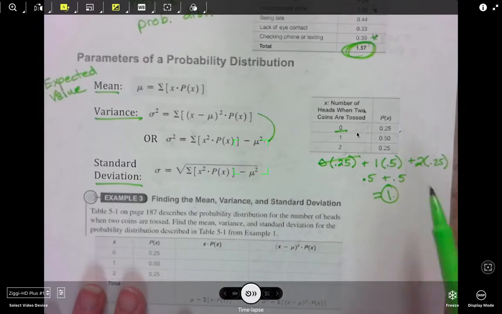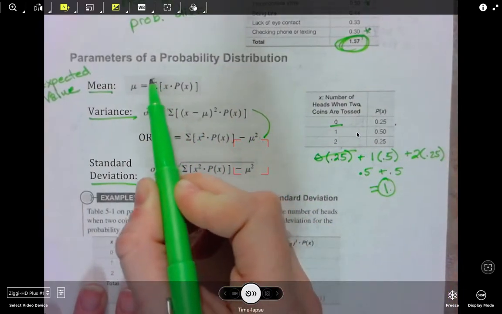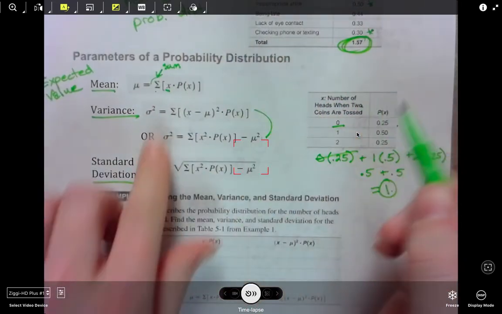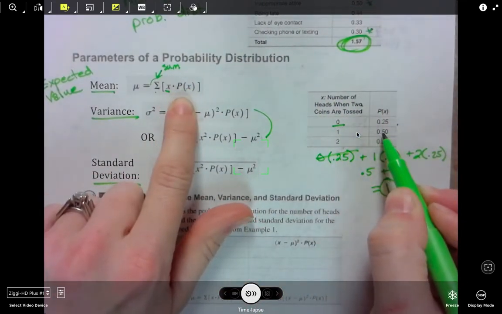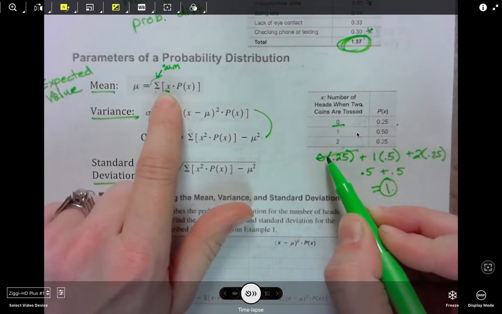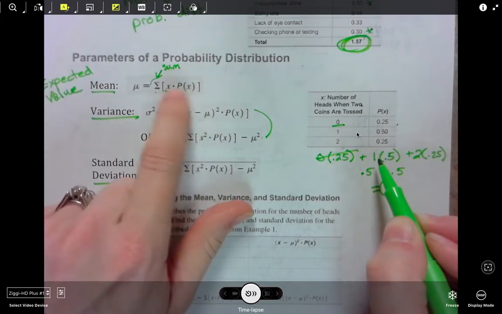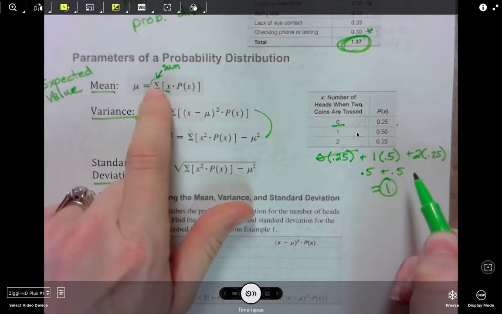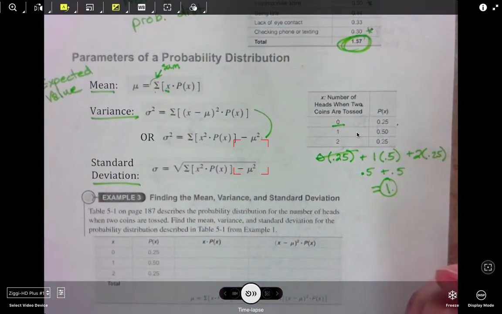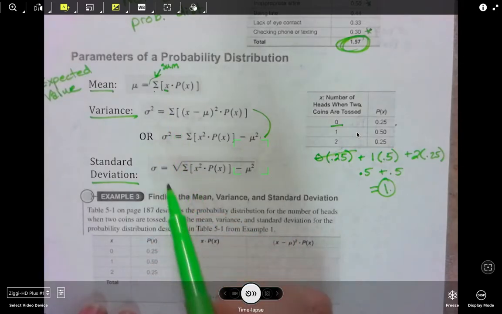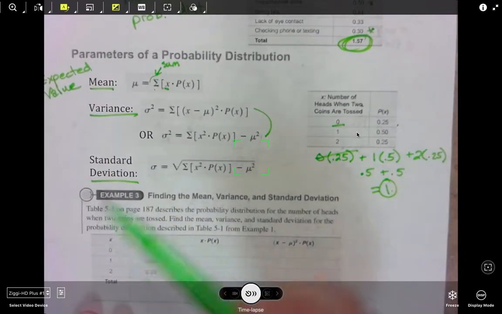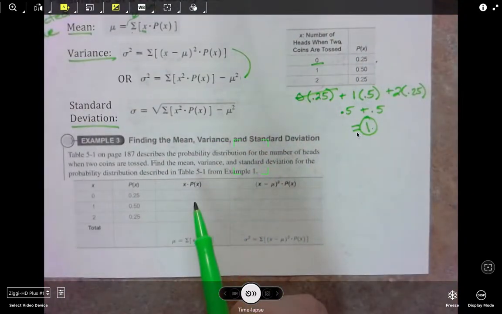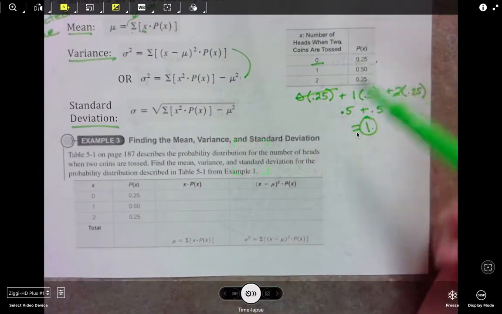So what we did here was we added up, that's the sum. You added up all of the x's, which are these guys, times their probability. We took 0, which was my x, times its probability. 1, which was my x, times its probability. 2, which was my x, times its probability. And we added them all up together, and that was our average, okay? So we're going to follow these formulas for variance and standard deviation, and we're going to do that for this, which is exactly this table right here.